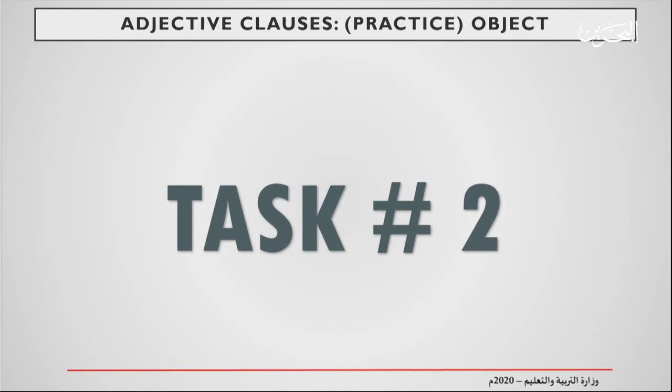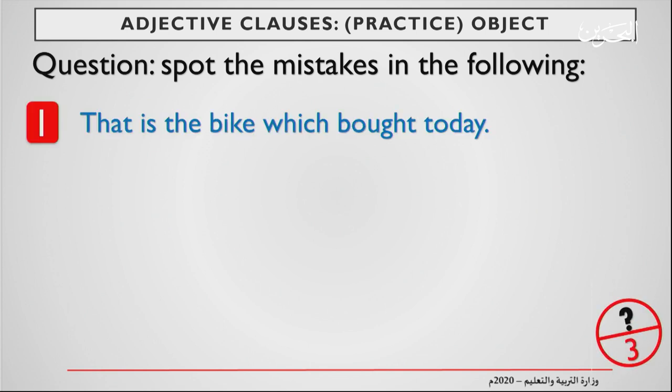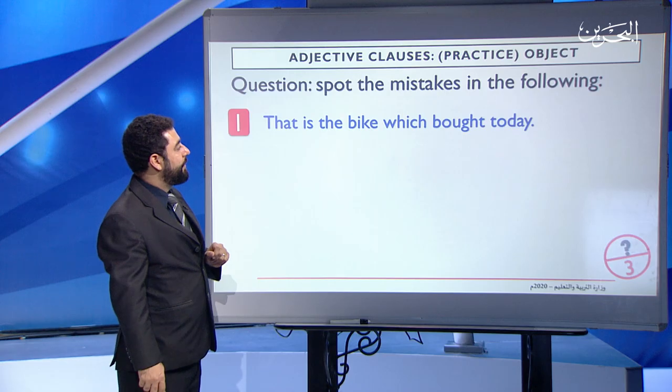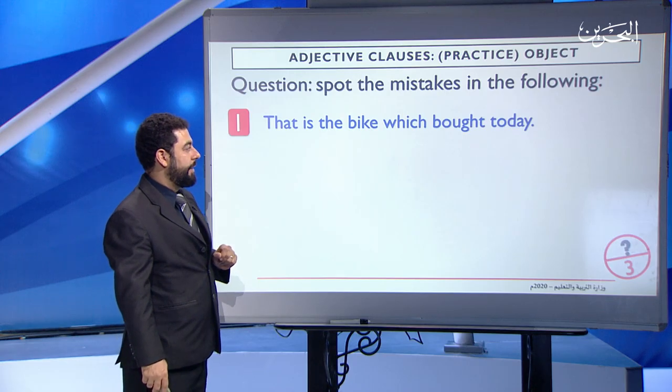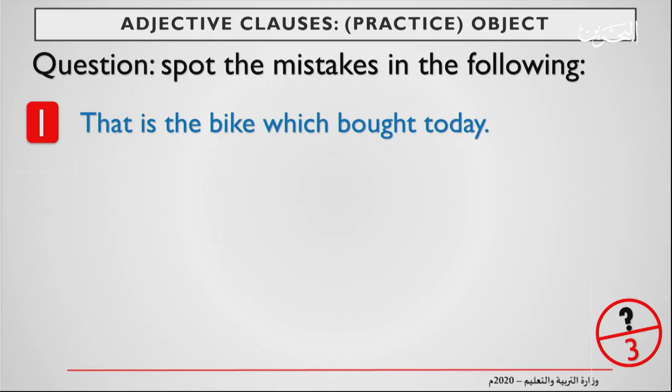All right. Let's have a quick task. Spot the mistakes in the following. And you have a mark of 3. Number 1. That is the bike which bought today. Okay? Find the exact spot to add something. All right. Have 5 seconds.